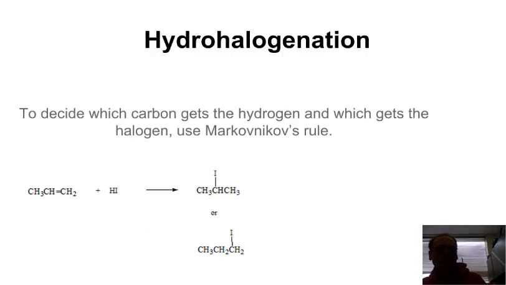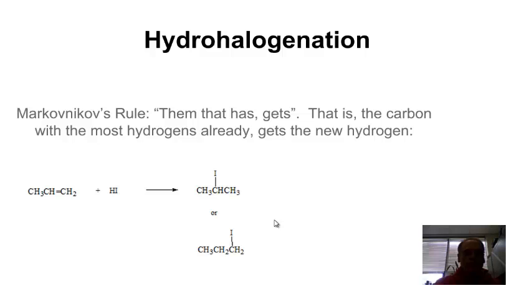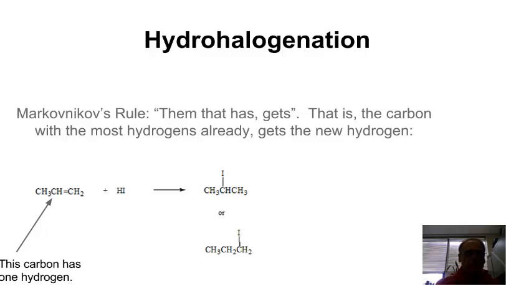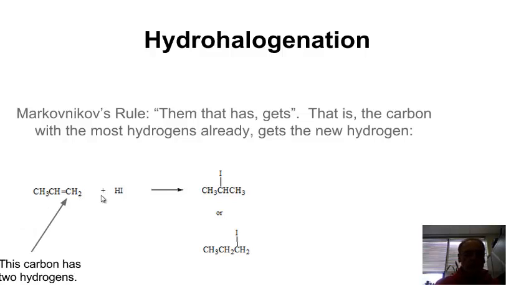To decide which carbon gets the hydrogen and which one gets the halogen, we use something called Markovnikov's rule, and it will predict which of these two products will be the major product in this case. What Markovnikov's rule says, or at least the way he stated it, was "them that has gets." That is, the carbon with the most hydrogens already gets the new hydrogen. So, notice that this carbon has one hydrogen. This carbon has two hydrogens.